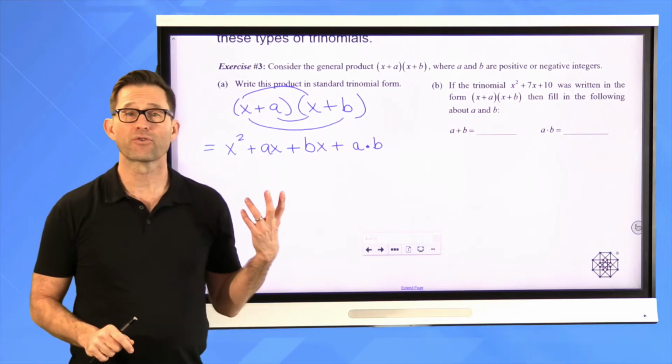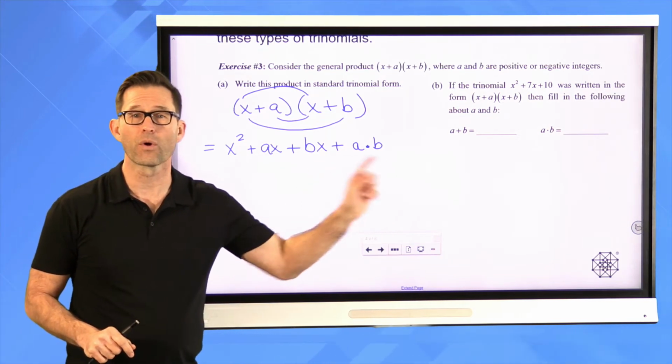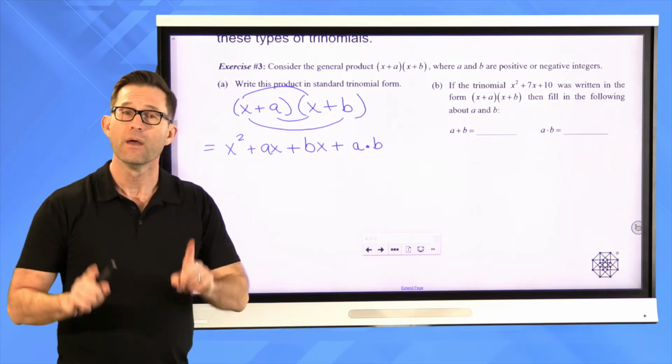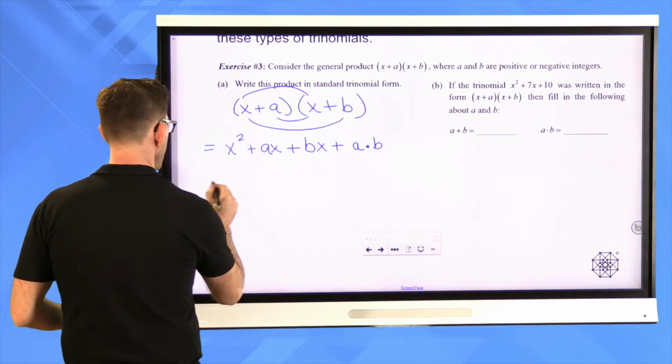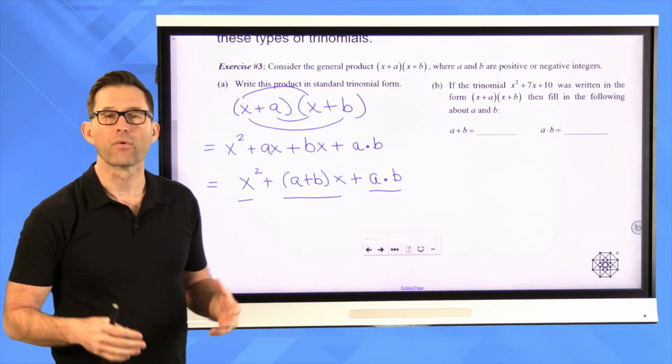Now, this is not a trinomial, right? Because it's got 1, 2, 3, 4 terms. 4 terms. But I can make it into a trinomial by writing it like this. Now it's a trinomial. 1, 2, 3 terms. Now, what does this pattern really tell us?